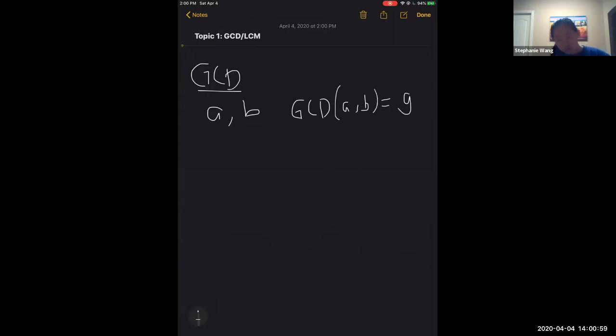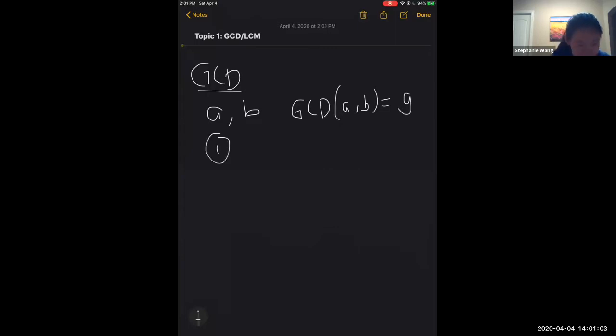All right, so we're going to start off today by talking about GCD and LCM. I'm sure some of you already know what that is, but the formal definition for GCD is: let's say we have integers a and b, and let the GCD of a and b equal g. What this means is that g has to satisfy three conditions.